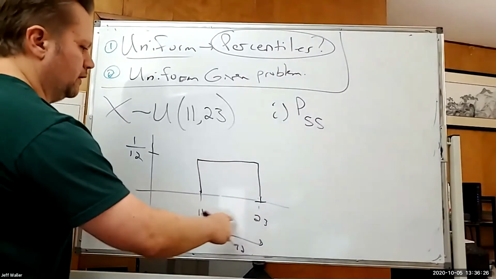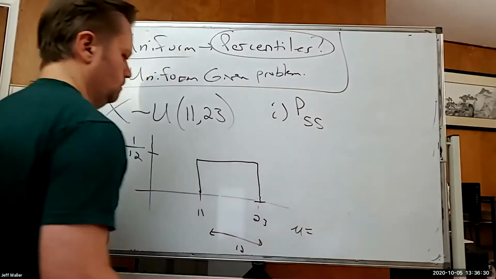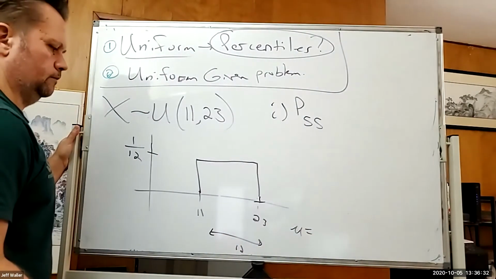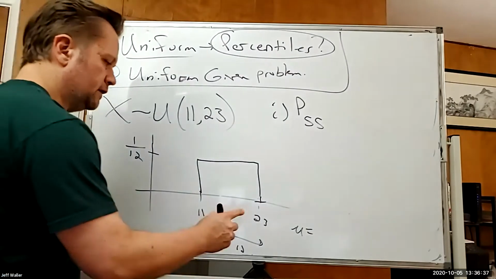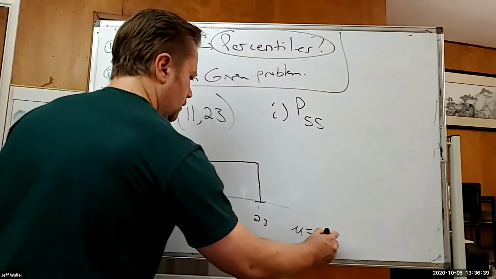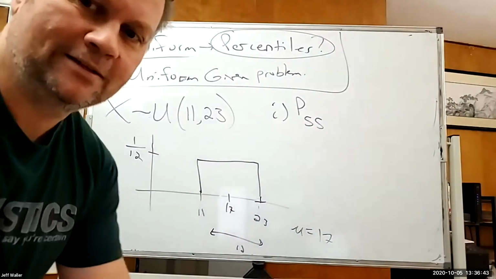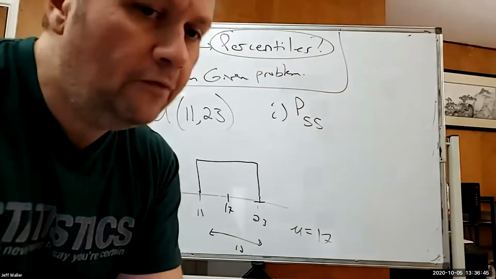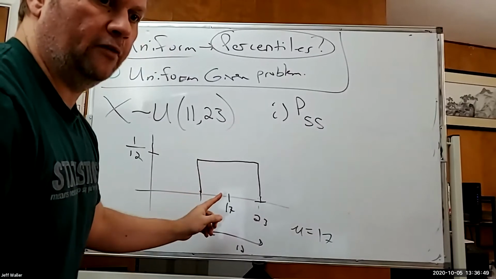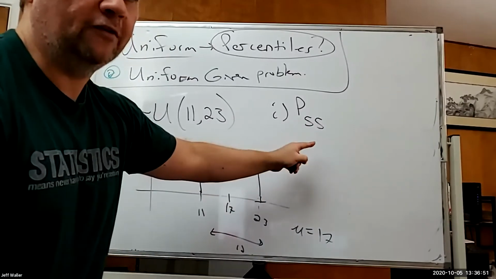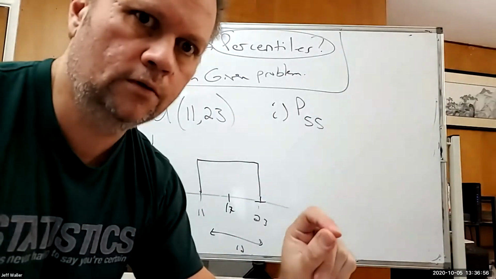What's the mean of this, by the way? Can somebody tell me what the mean is? 17. You add these, divide by 2. And 17 would be what percentile? The 50th percentile. Okay, so I know the answer to this should be a little above 17, because it's supposed to have 55% below it, not just 50%. Is that all right?